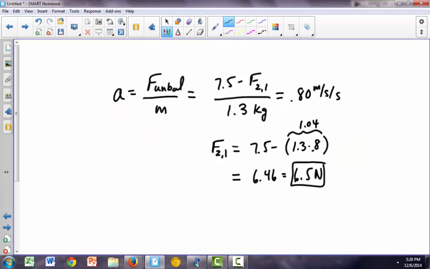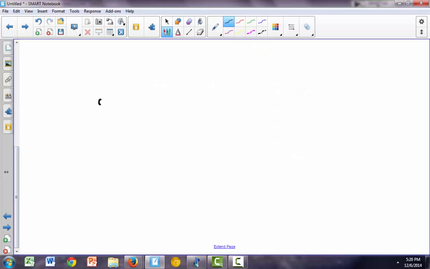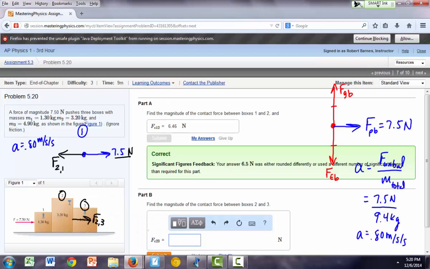So coming to a clean page here, this is box number 3. Again, I'm not going to draw my gravitational force or my support force from the floor. Those are going to cancel each other out. So box 3 only has the force of box 2 acting on it. That is the unbalanced force. So coming to my equation again, unbalanced over mass. This will be the mass of box 3. Acceleration of box 3 is the same as the acceleration of the system, and the mass of box 3 is 4.9 kilograms.